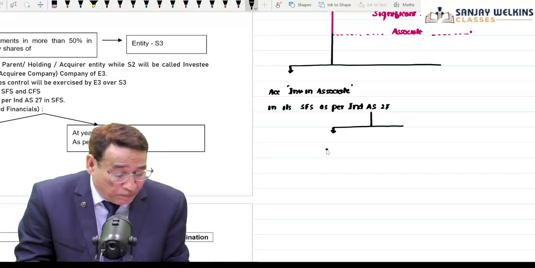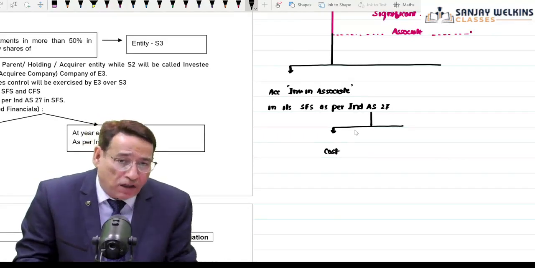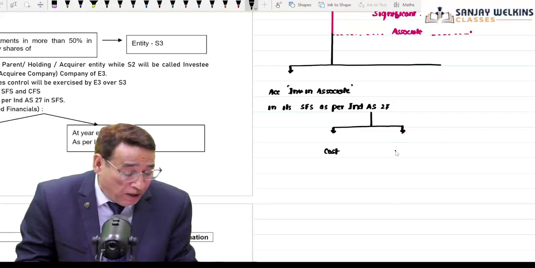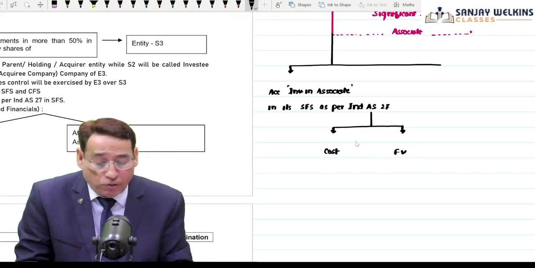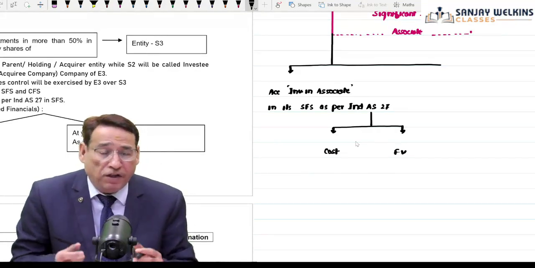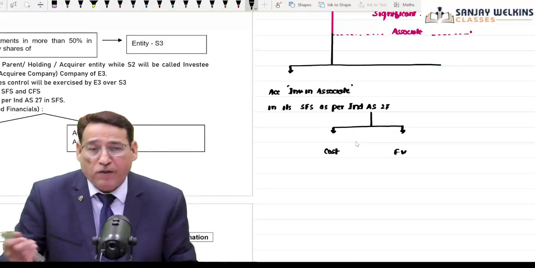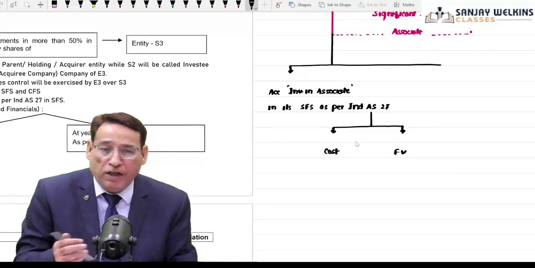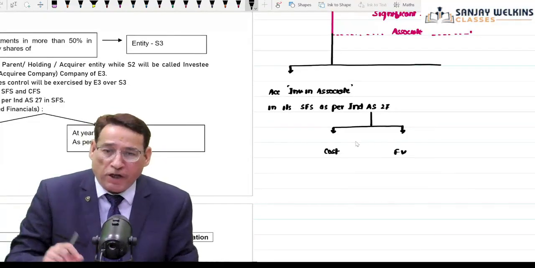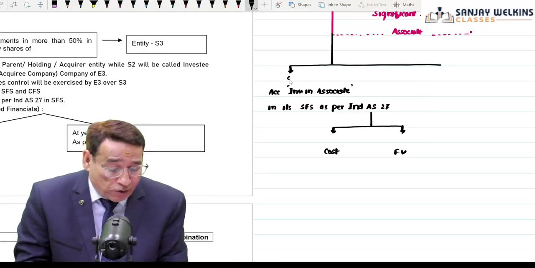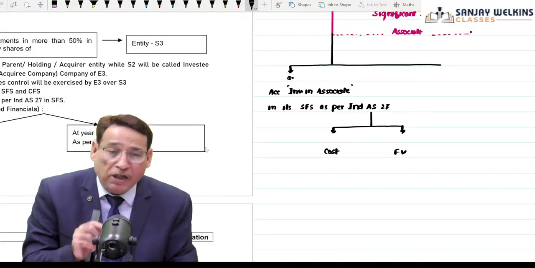So it is the prerogative, it is a choice of the investor entity. They can record the investment either at cost or at fair value, because Ind AS 27 provides a choice and discretion to the investor entity to record the investment. It is your prerogative. Is it clear to you? So whatever investment we have made, we are going to record it in our separate financial statement, number one.